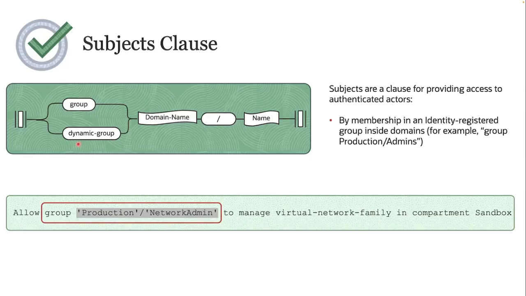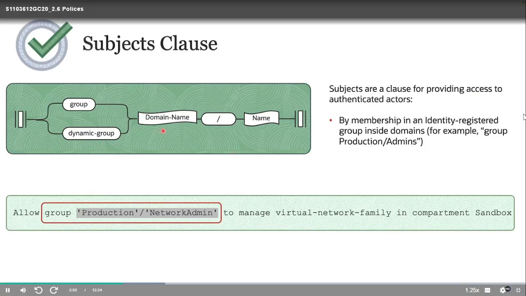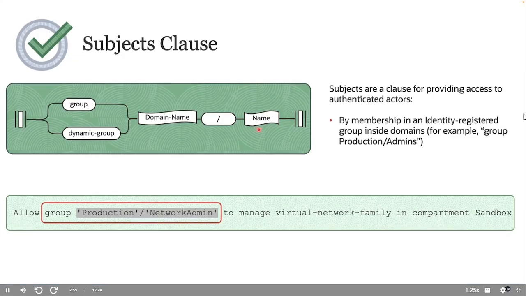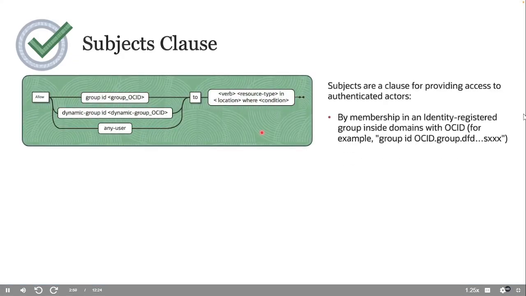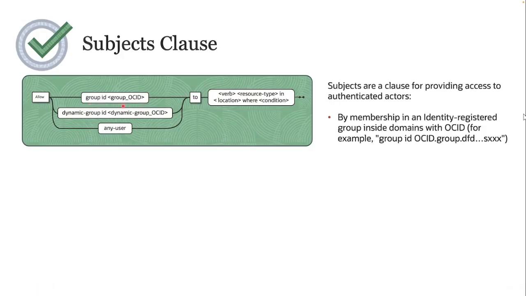In similar way, you can write it for dynamic group. And dynamic group is basically used when you want to call a particular service from another service. For example, you want to allow group of compute instances to call object storage or vault service. So the policy will look like allow dynamic group and then the domain name / dynamic group name. You are not limited to go with the names only. You can use OCID as it is a unique identifier where you have to just replace the group name and dynamic group name with OCID.